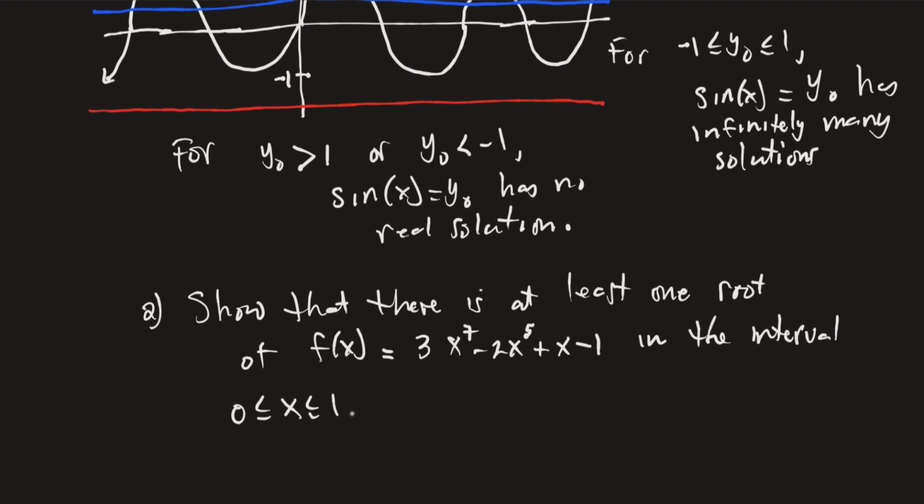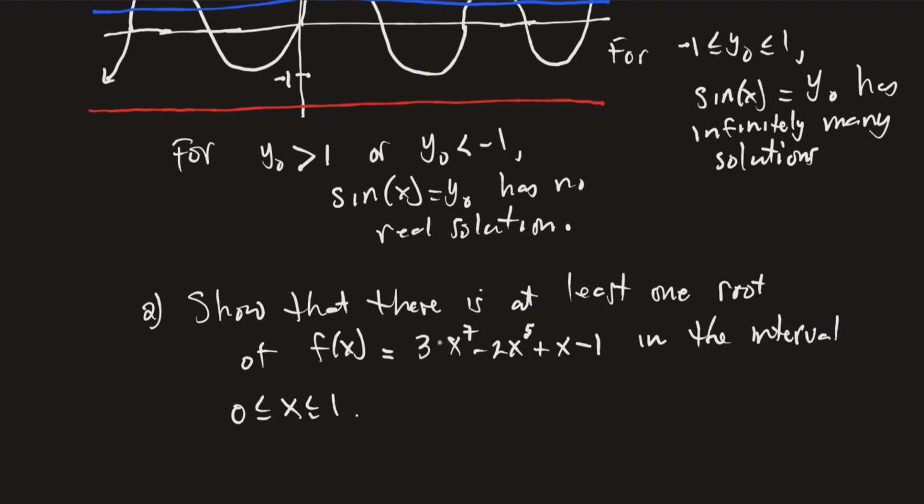Right? So that's what we have to show. So we have to show that this function has at least one root in this interval, right? Now, the thing is, this is a polynomial of degree 7th. Good luck trying to easily find the root.